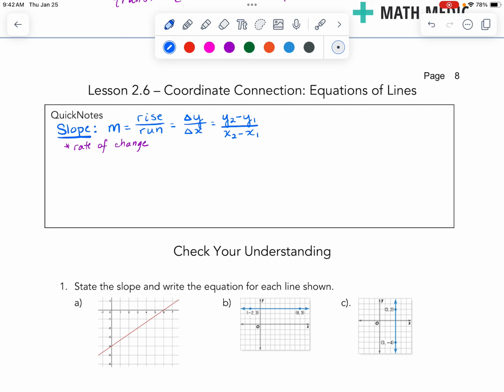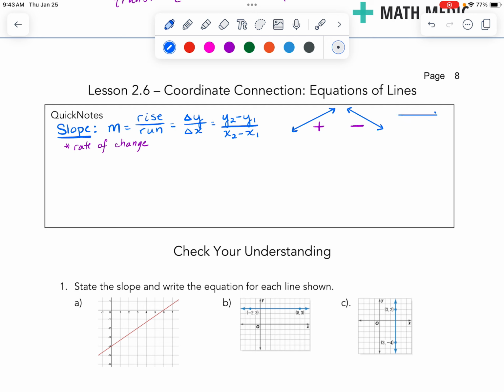Now, lines can have one of four different slopes. Okay? So if you have a line that is increasing from left to right, it is going up, that line has a positive slope. If it is going down as you look from left to right, that has a negative slope.